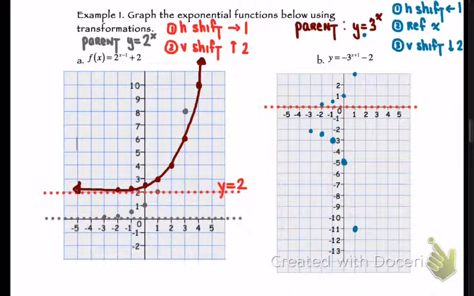Oops, didn't want to do that. Don't look, don't look, don't look. Go away, don't look.